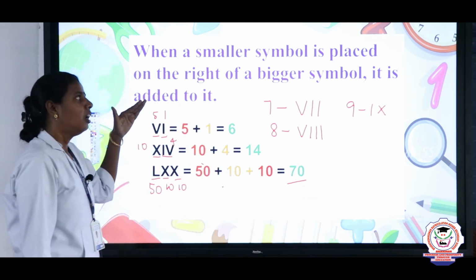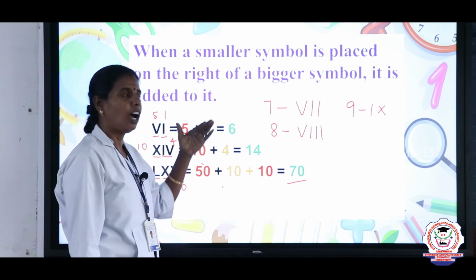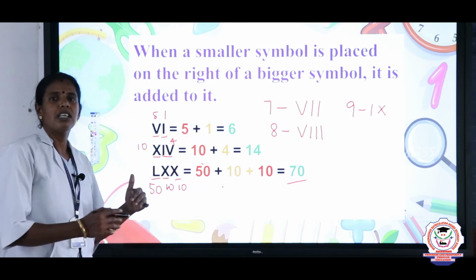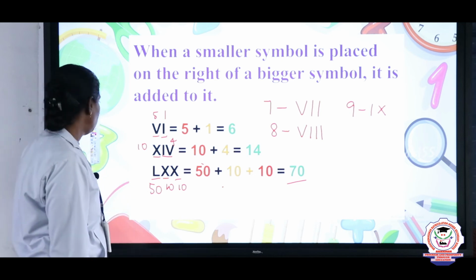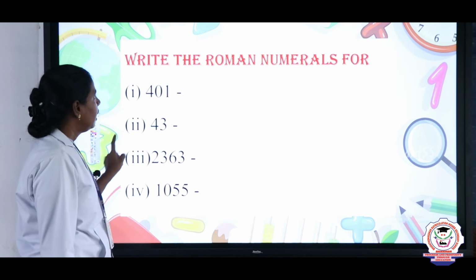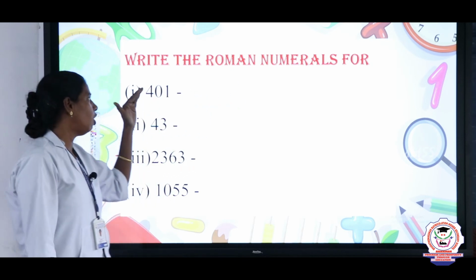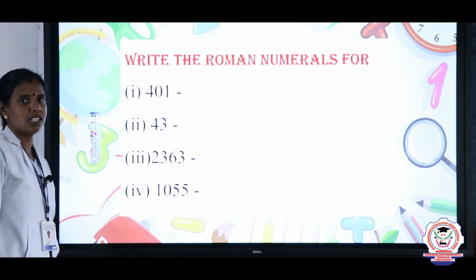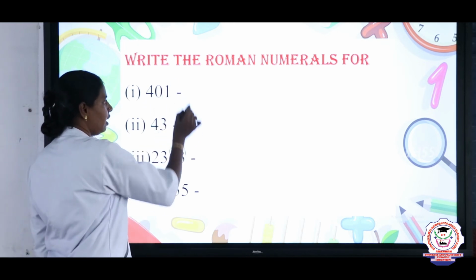Now, you have learned the rules of Roman numbers, how it is developed, right? Using these Roman numbers, shall we see the exercise sums now to solve? Here, write the Roman numerals for the numerals given. We are going to write the Roman numbers for this numeral, that is 401.